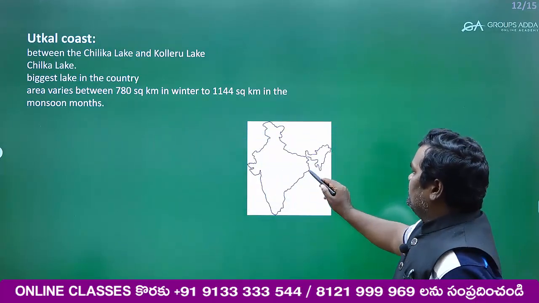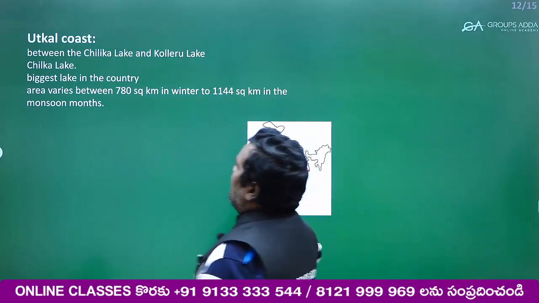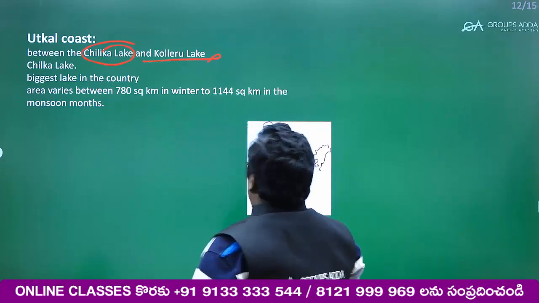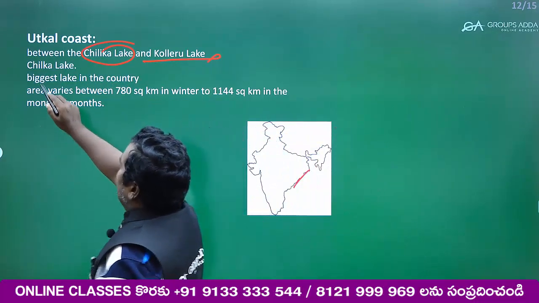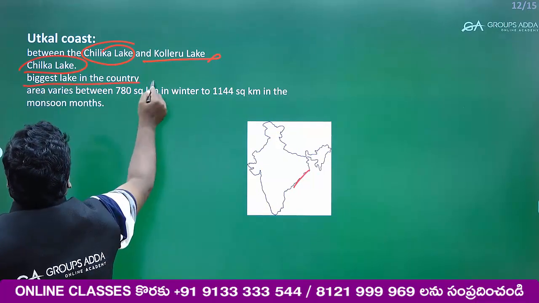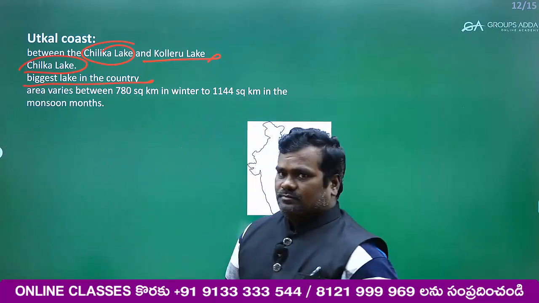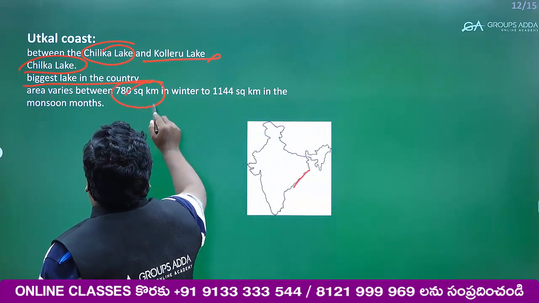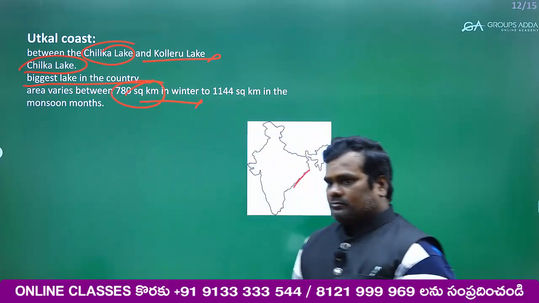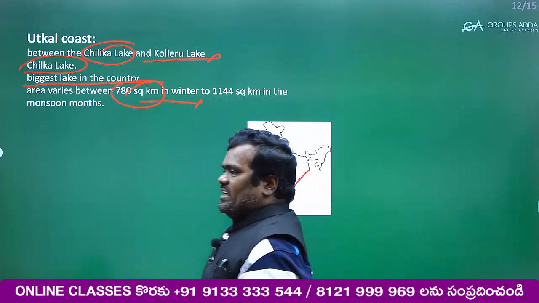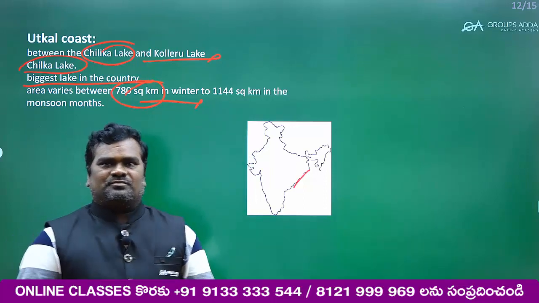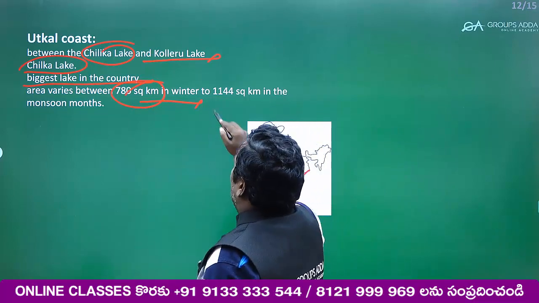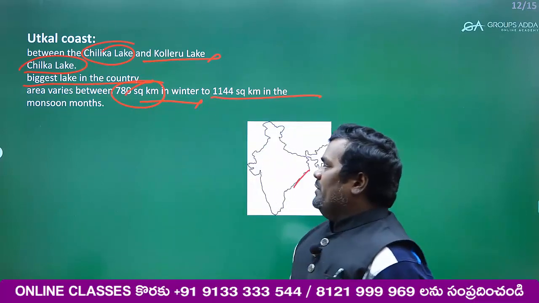Utkal coast. So, Utkal coast, it is between Chilka Lake and Kolleru Lake. Okay? Chilka Lake is the biggest lake in this country. Its area varies, it is 780 square kilometers in winter. Suppose if there is more and more rainfall during monsoons, its area expands up to 1144 square kilometers.